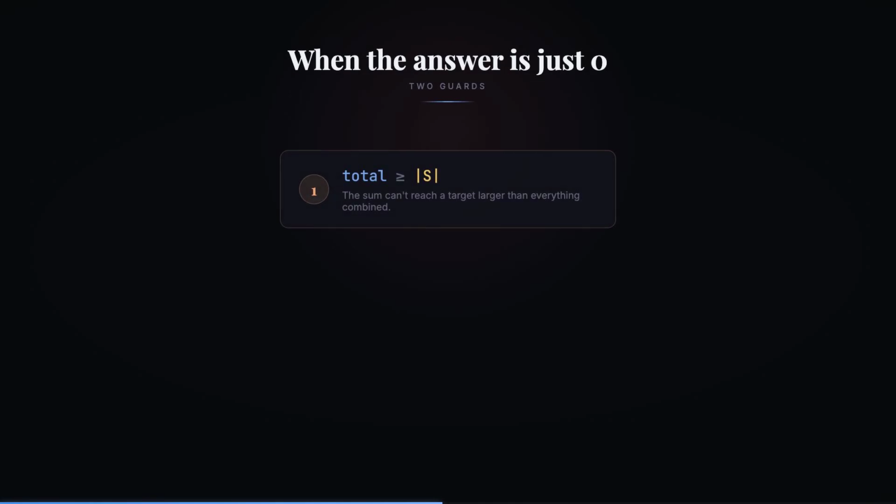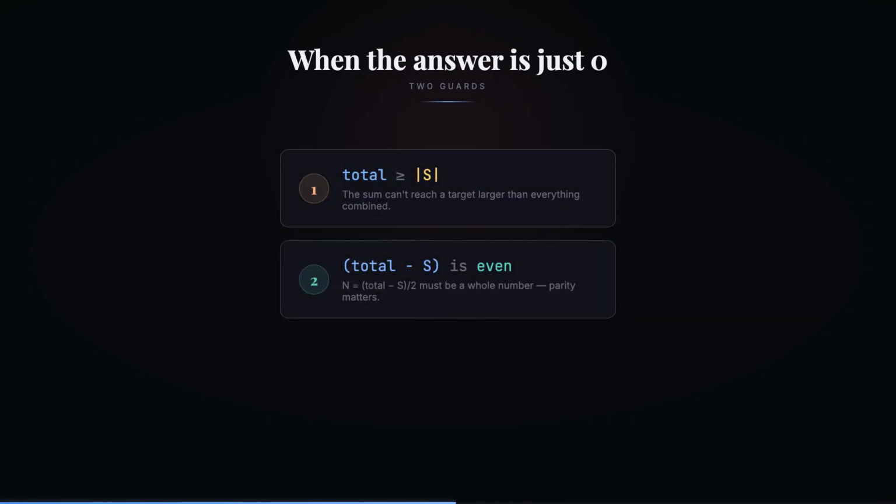Before you run the counter, do 2 guards. First, total must be at least the absolute value of S. Second, total minus S has to be even. If either check fails, the answer is simply 0.